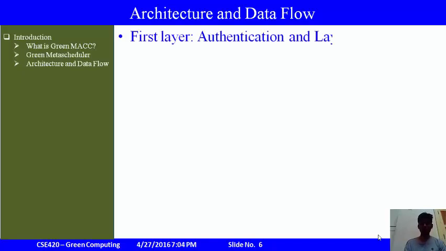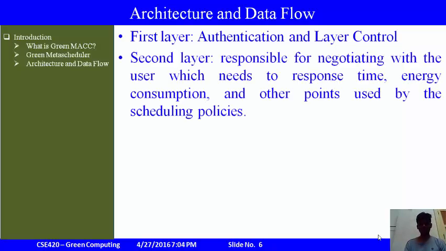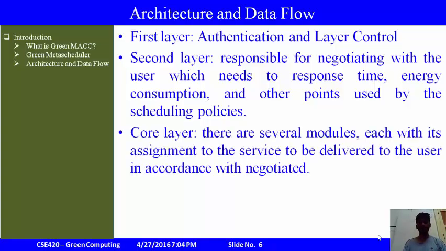So coming to architecture first, there are basically three layers in the architecture. The first one being authentication and control layer. The second layer's job is to negotiate with the user, with respect to response time, energy consumption and other points used by the scheduling policies. Core layer: there are several modules, each with its assignment to the service to be delivered to the user in accordance with the negotiation.